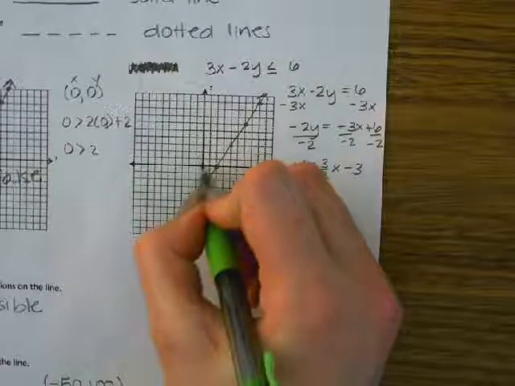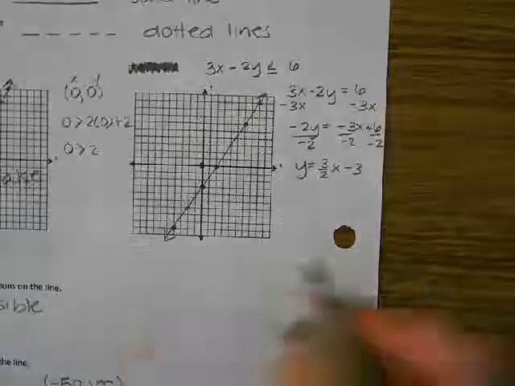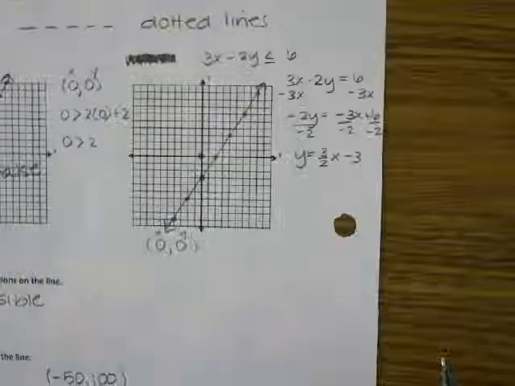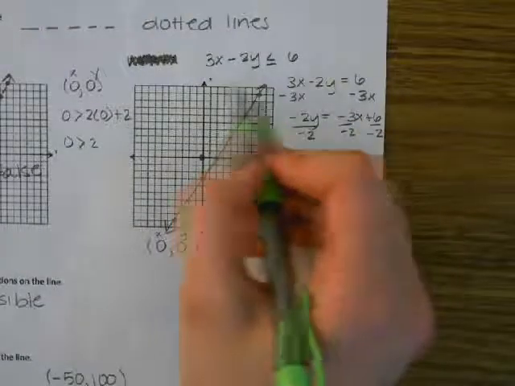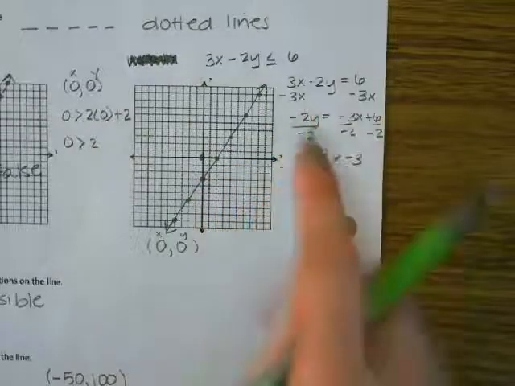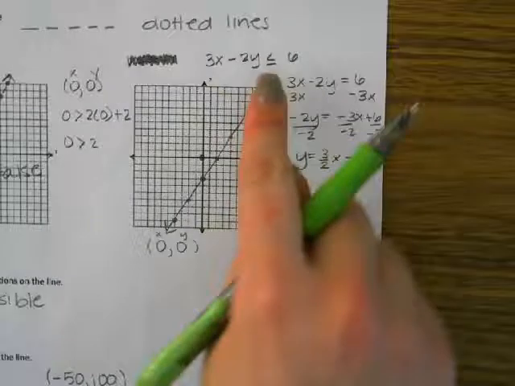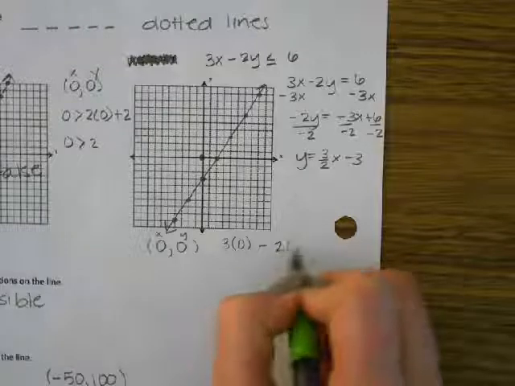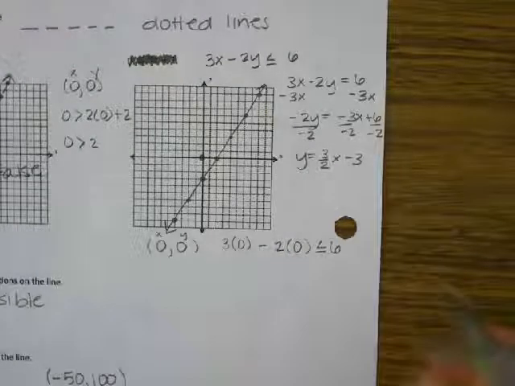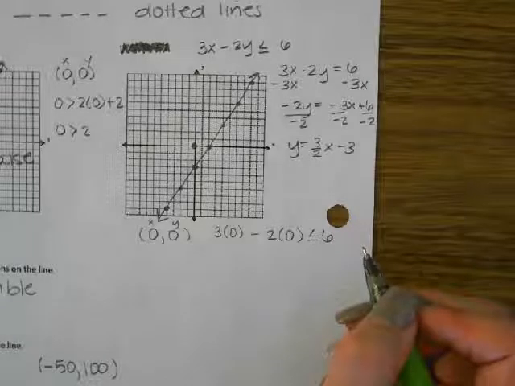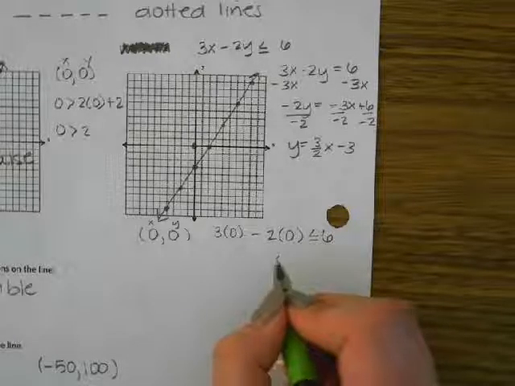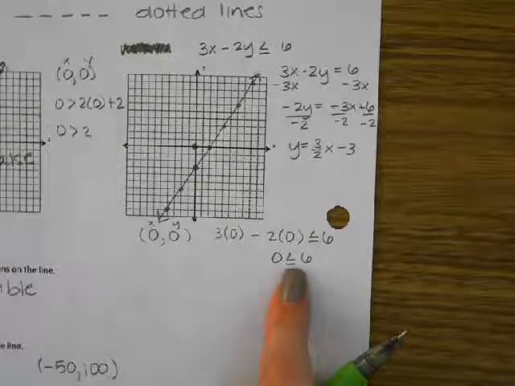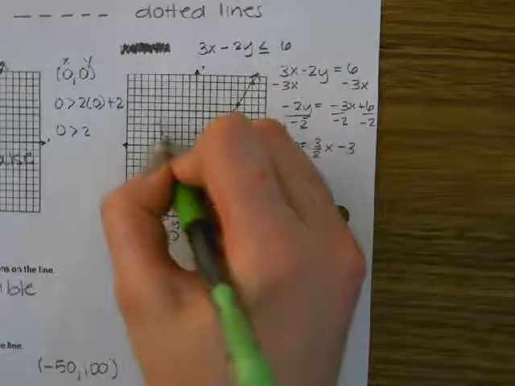And then I'm going to use the point 0, 0 again, because that's easy to plug in and I like to be lazy. 0 for x, 0 for y. When you plug it in, we're always going to go back to the original inequality, because we could have made mistakes over here. So I'm going to say 3 times 0 for x minus 2 times 0 for y is less than or equal to 6. And what does that give us? Is that true? That's true. So 0, 0 is right here, and this is true.